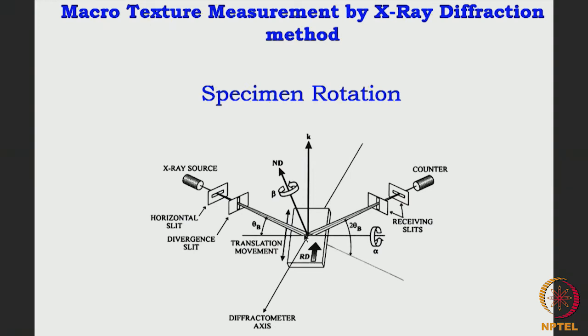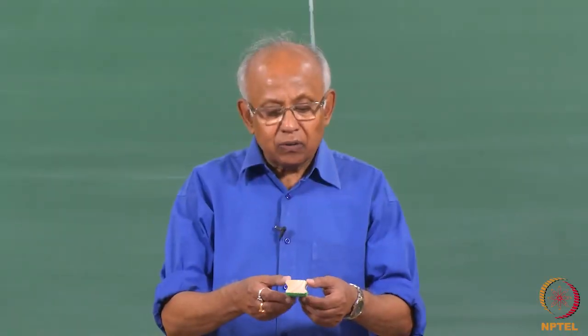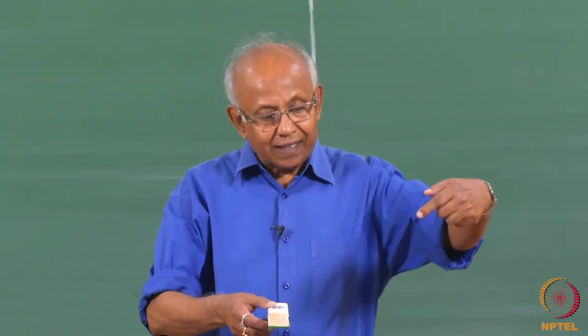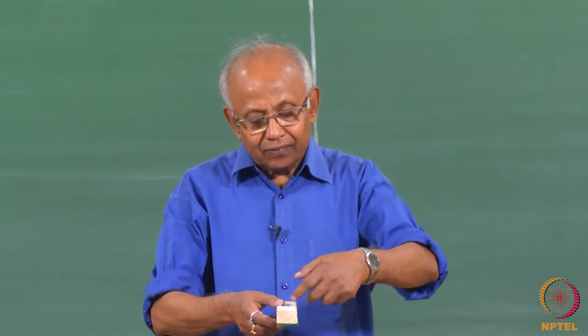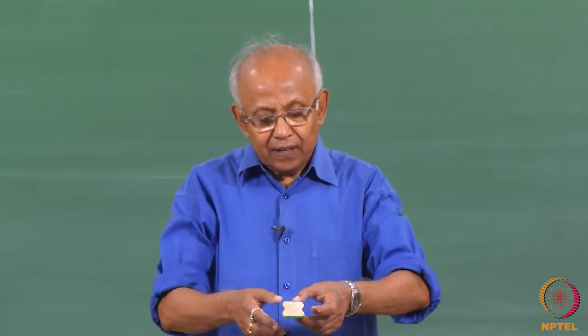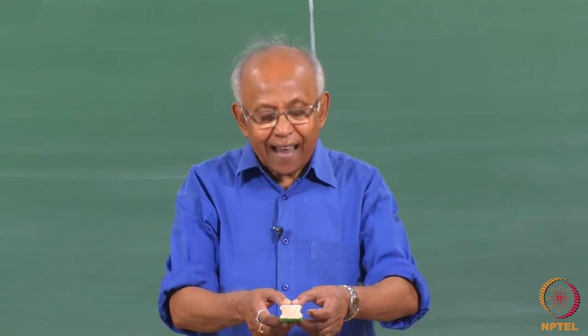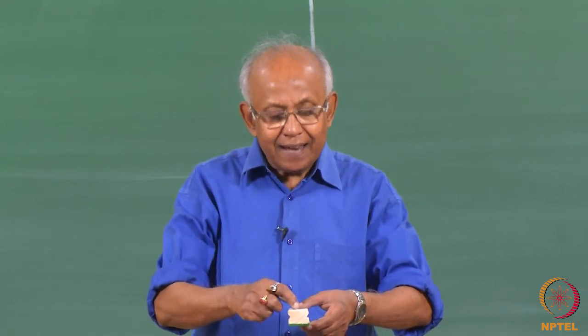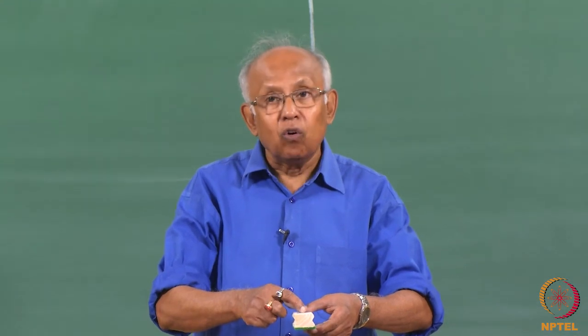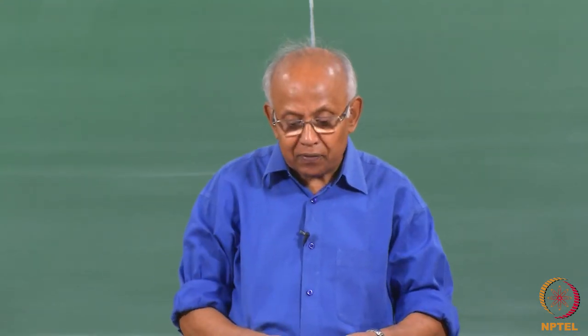So, that is the reason why, while measuring texture by X-ray diffraction, the specimen we take is given some movement. For example, the specimen is allowed to translate. So, if you have the specimen, you allow the specimen to translate. This is the direction of incident radiation, this is the direction of the diffracted radiation. So, the material is allowed to translate in its own plane. So, what happens once it translates? The area covered by the X-ray beam extends over a larger region to cover a larger number of grains.